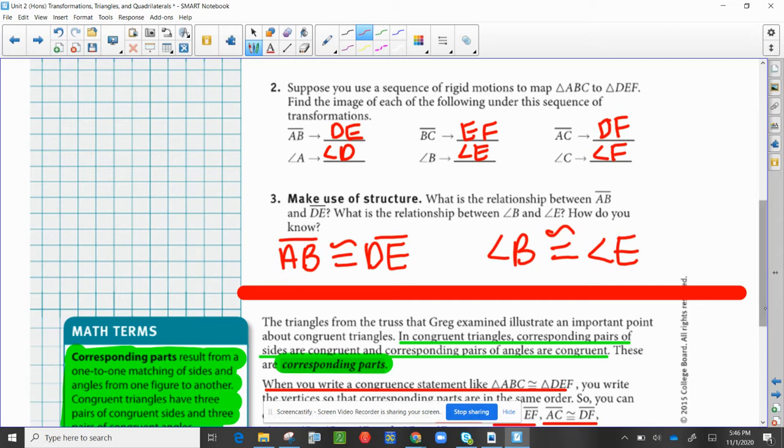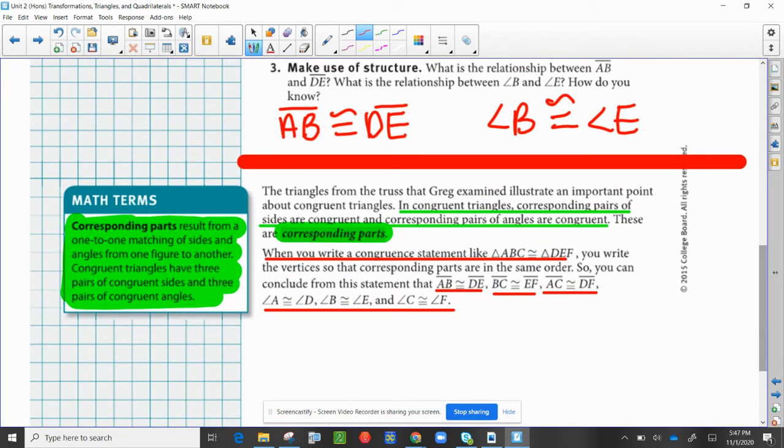So this is what we would call corresponding parts of the triangle. So corresponding parts result from a one-to-one matching of sides and angles from one figure to another. Okay, so in congruent triangles, corresponding pairs of sides are congruent and corresponding pairs of angles are congruent. So in a triangle, you have 3 pairs of sides that match up and 3 pairs of congruent angles. If we had a square, or I guess a rectangle, we would have 4 congruent sides and 4 congruent angles, okay, pairs.